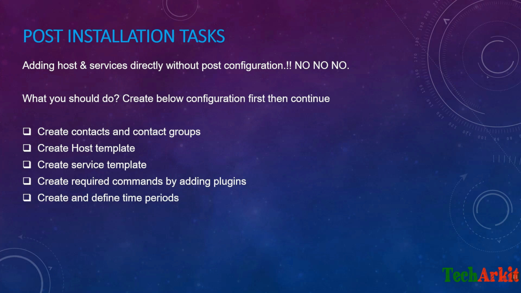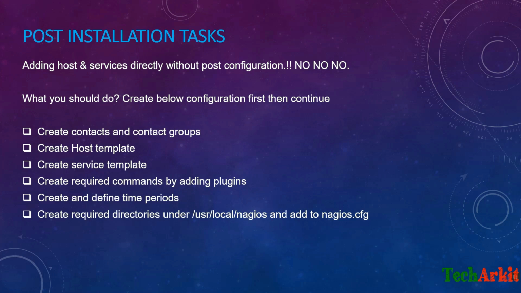Create and define the time periods. If you have rotational shifts for notifications, you can create multiple time periods based on your shift or on how your organization's notification methods work. Then create the required directories under /usr/local/nagios and add them to nagios.cfg, so that whenever you create a directory, its path is already in nagios.cfg, and you don't need to create a cfg file and go back to nagios.cfg to add it, right?